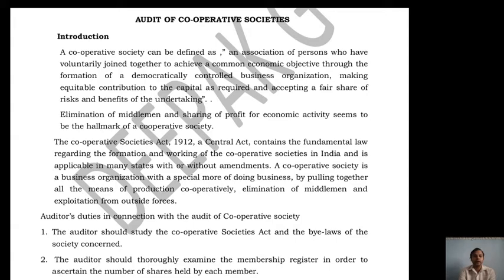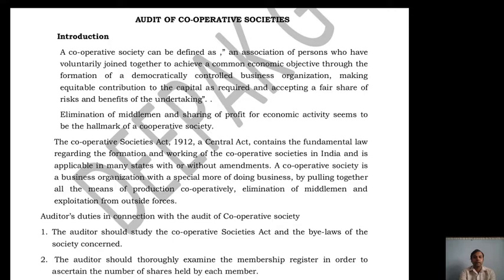It is registered under the Cooperative Society Act of 1912, and it has been formed for the elimination of middlemen, and sharing of profit for economic activity seems to be the hallmark of a cooperative society. The main objective of forming a cooperative society is the elimination of middlemen, to protect the farmers and the consumers from the middleman. So, this is the definition given by the Cooperative Society Act of 1912.